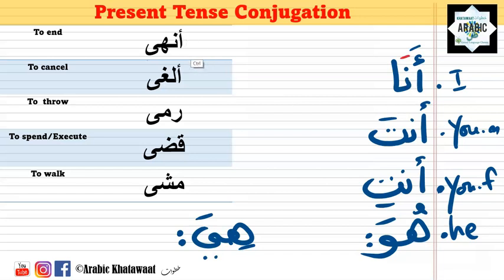So what I would do is I will use only one verb as my sample, and I'll use أنهى, which means to end and also to complete. Both of them are synonyms.